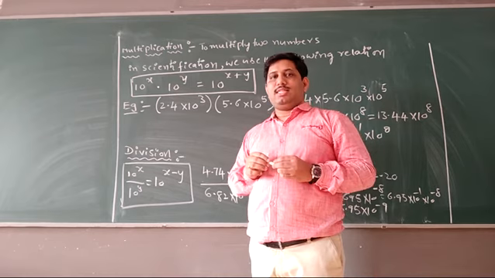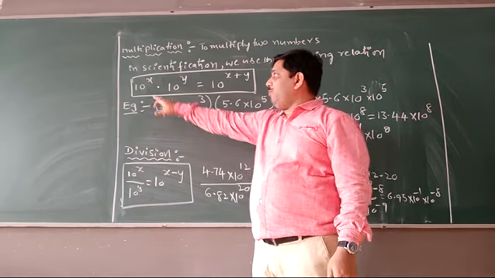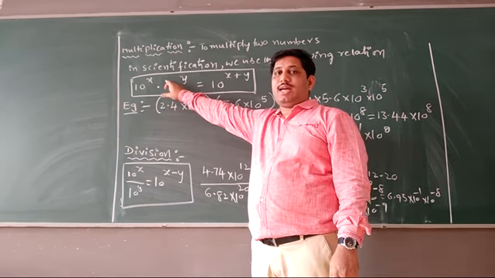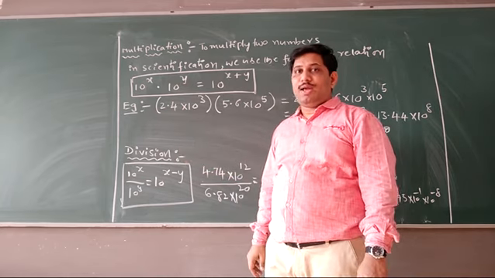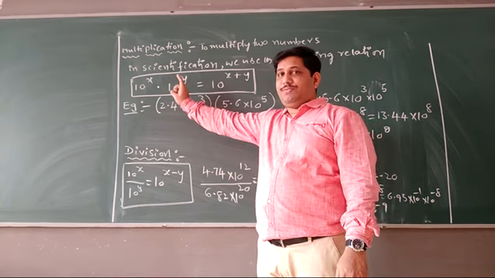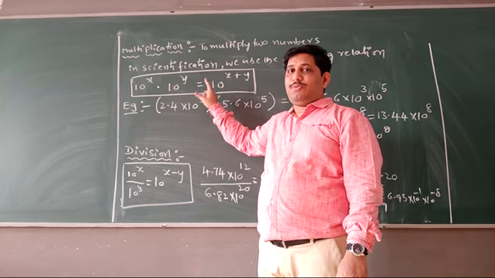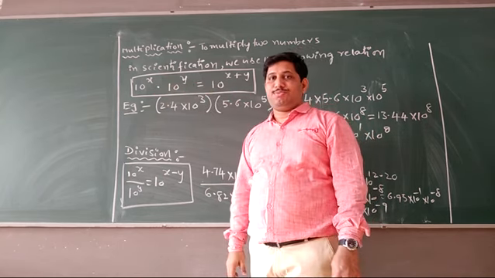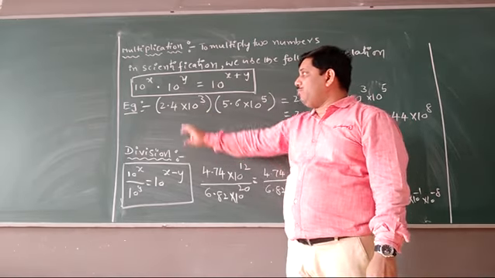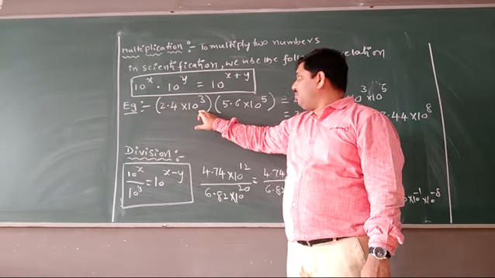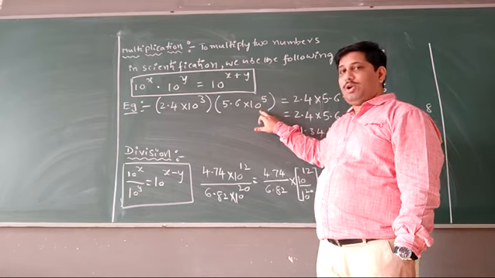In lower classes, we know that, students, if bases are equal, powers are added. 10 to the power of x into 10 to the power of y, bases are equal. Therefore, 10 to the power of x plus y. Remember, students. Next, an example: 2.4 into 10 cube into 5.6 into 10 to the power of 5.